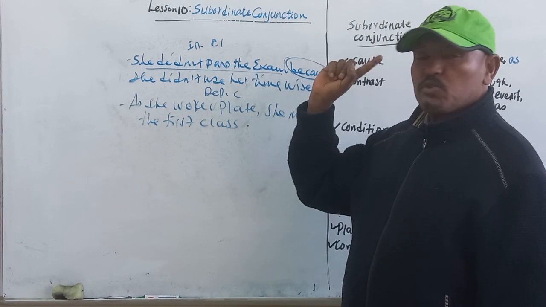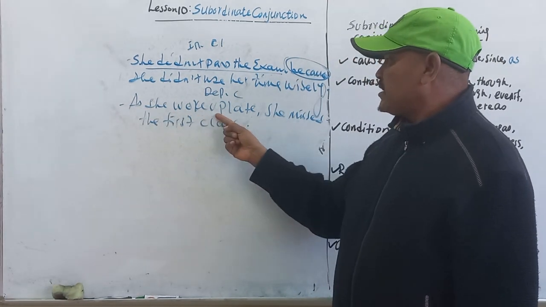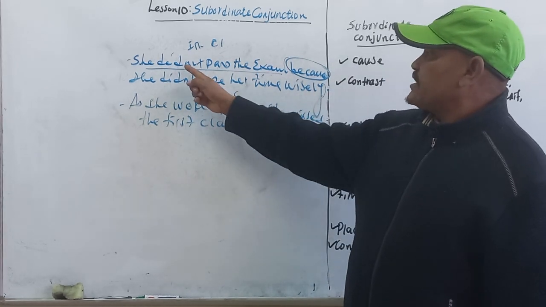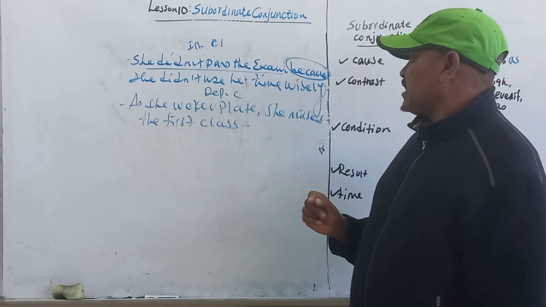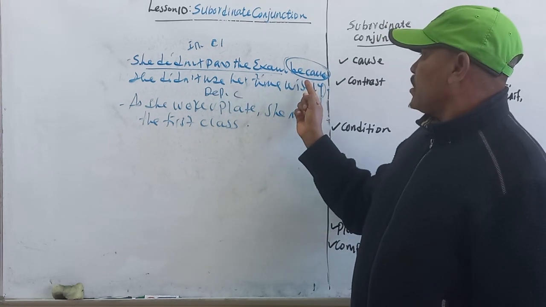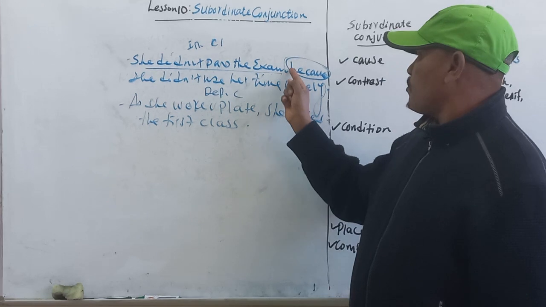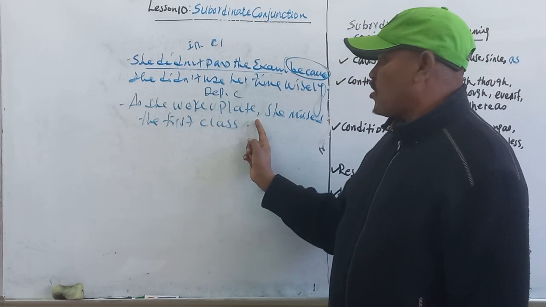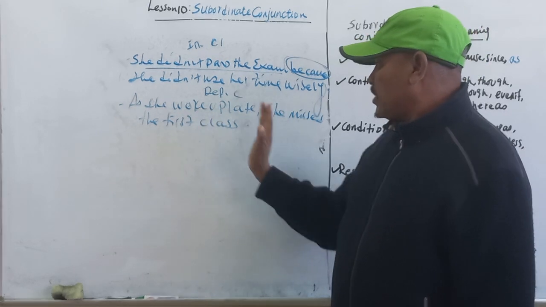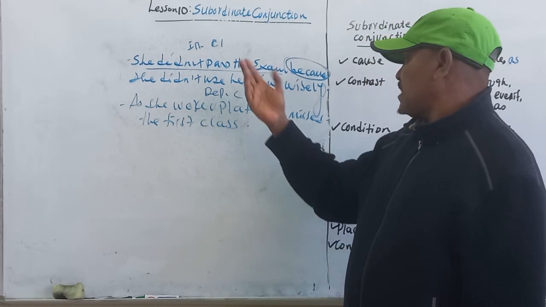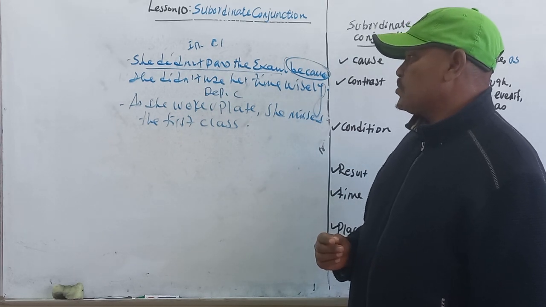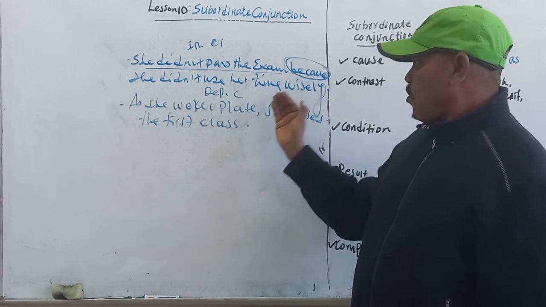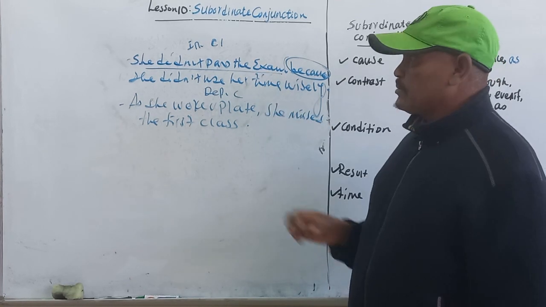How many clauses do we have here? Two clauses: one is the subordinate and the other is the independent clause. Second, when we use 'she didn't pass the exam because she didn't use her time wisely', the dependent clause comes at the end. If it comes at the beginning, we need a comma to separate the dependent from the independent. We can also write 'she missed the first class as she wake up late', possible, no comma, but the idea is still the same.